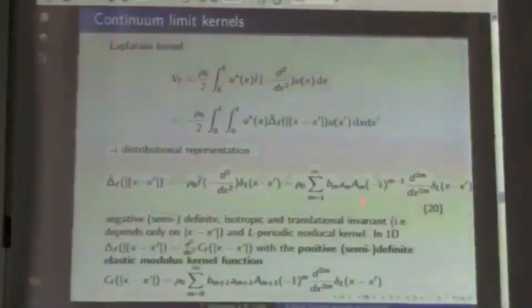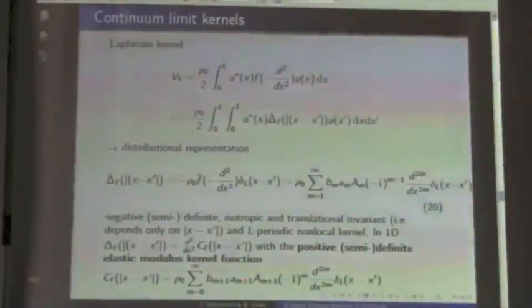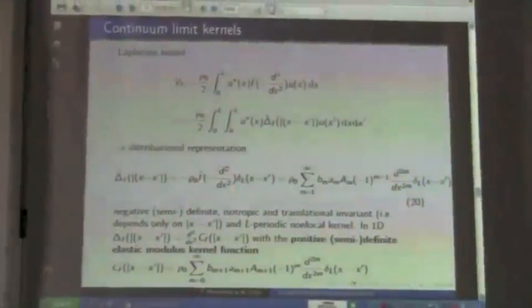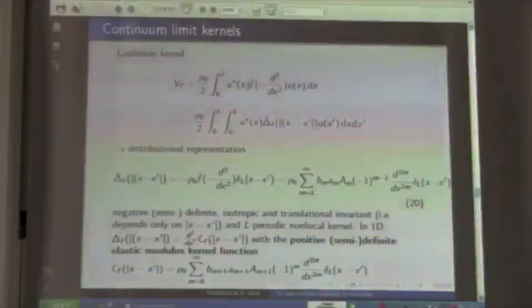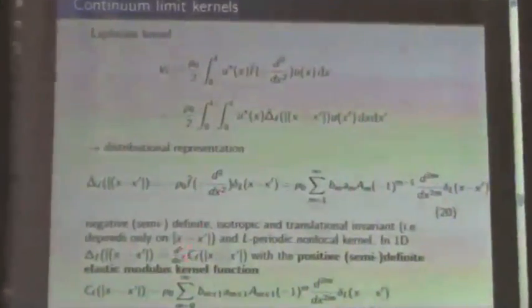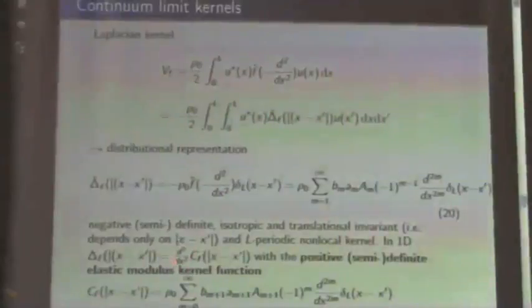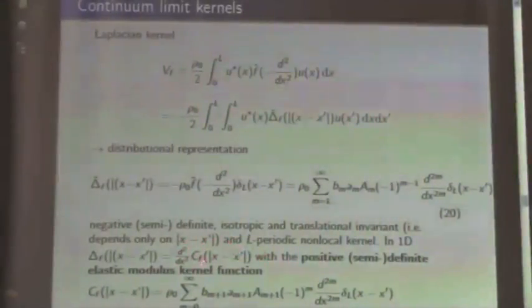But here we have, in general, all orders. And an interesting thing is that we can also get out the elastic moduli kernel. It can be seen that this is connected just by a second derivative with the elastic kernel. I think there's a minus missing here, but okay.